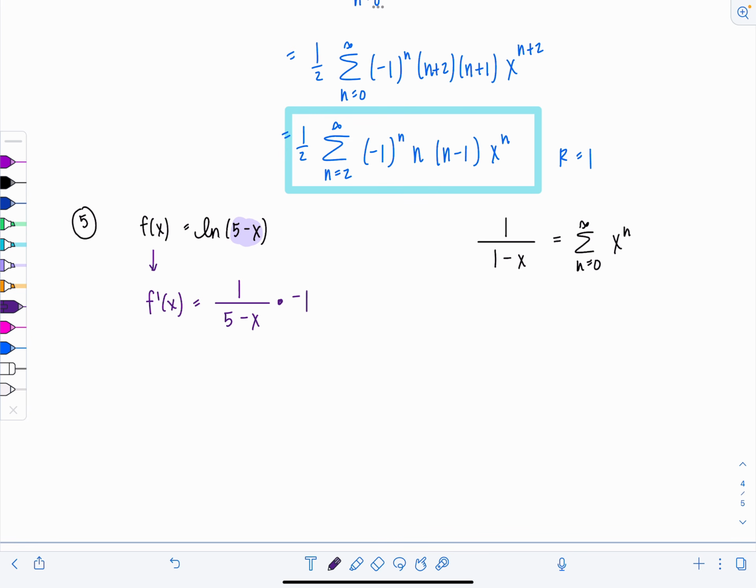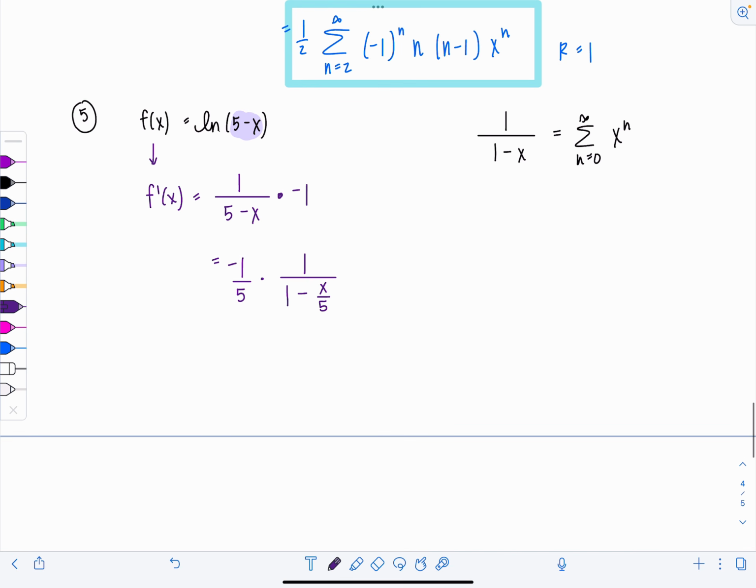So let's see, this is negative 1. I'm going to put that in the front. Over, I'm going to factor out a 5 times 1 over 1 minus x over 5, right? Can we get a power series for this bad boy? Certainly. So we have negative 1/5 times the sum, n equals 0 to infinity, (x over 5) to the n.